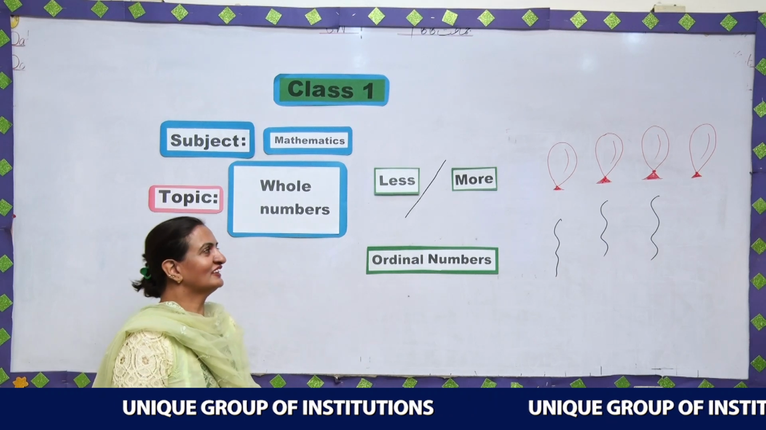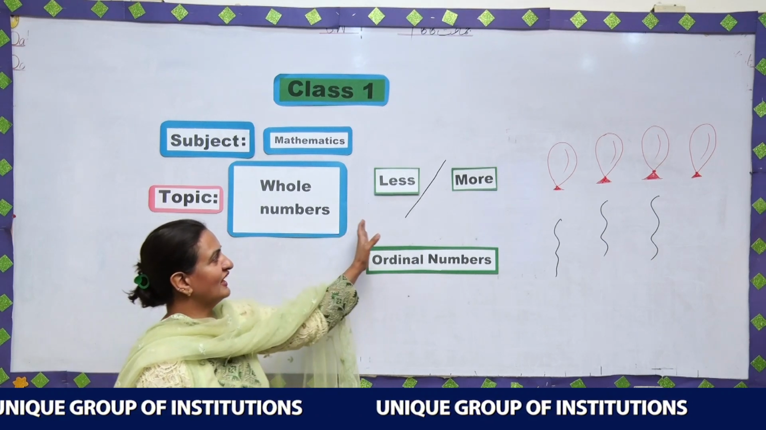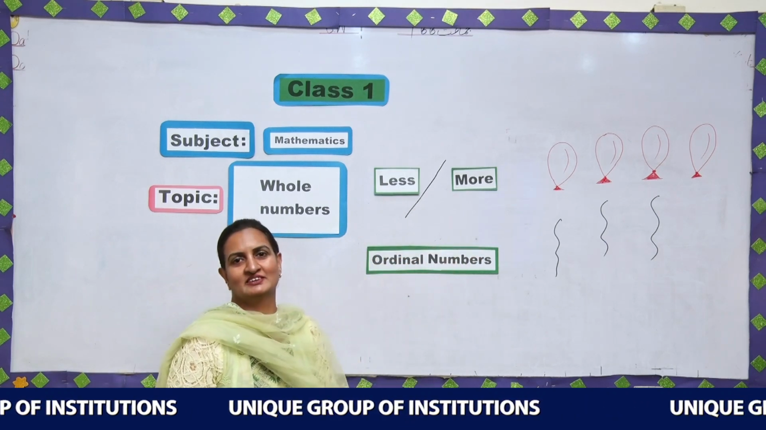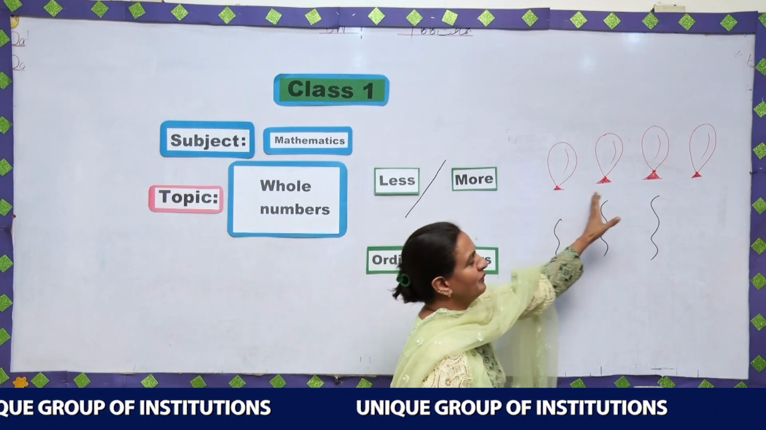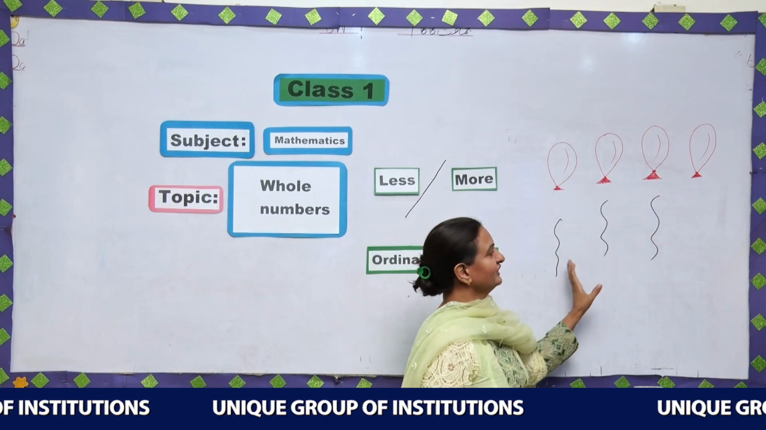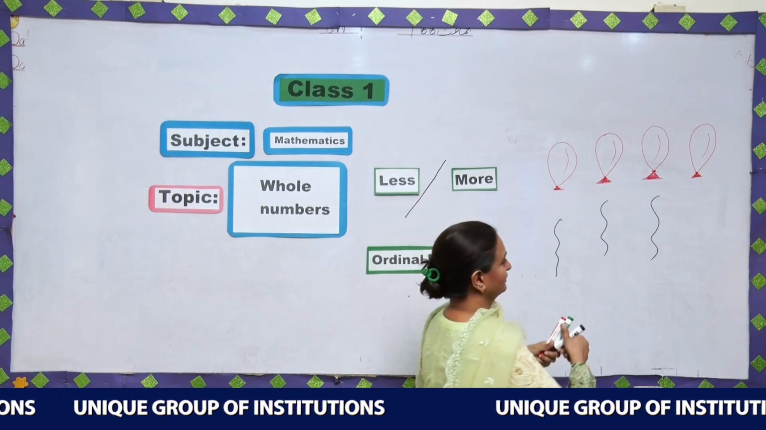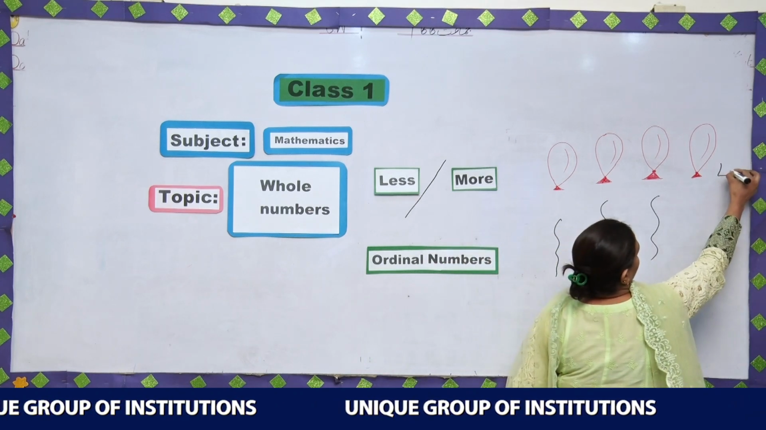Today we will discuss the concept of less and more in mathematics. What is less and more? Here are 4 balloons and 3 threads.